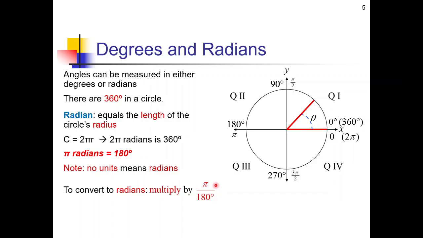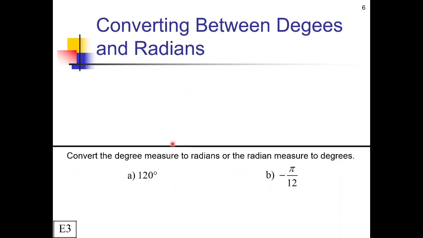Now, the good news is to go back and convert from radians to degrees, we just have to reverse this process. And that would mean dividing by pi over 180 degrees. But we don't like to divide by fractions, so instead we're going to multiply by the reciprocal of this and multiply by 180 degrees over pi. This would cancel out the invisible radians unit, and then you would have degrees left over. So in a moment, I'm going to have you try out these two problems here, where you have to convert back and forth between degrees and radians.